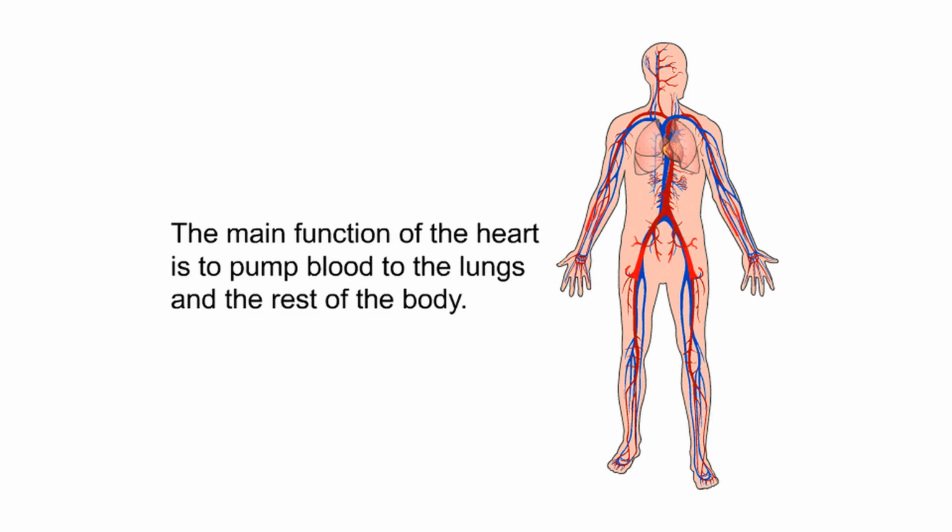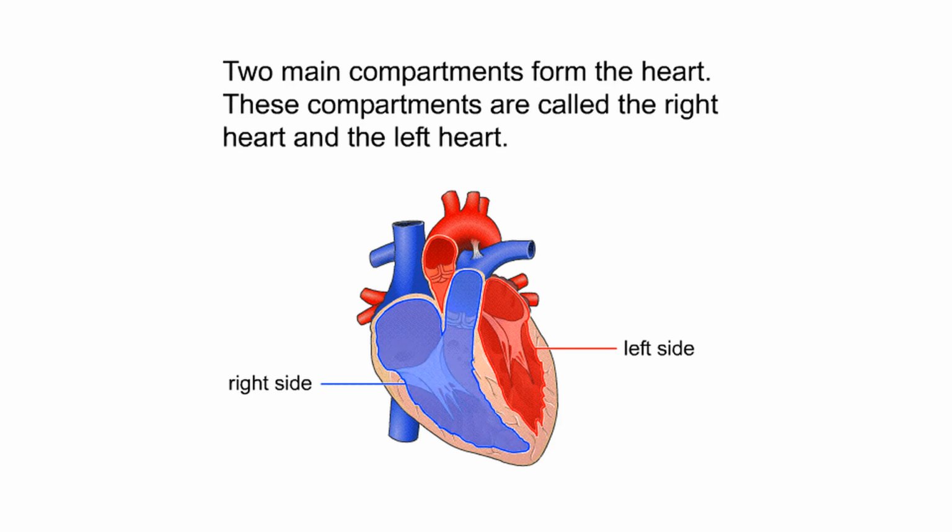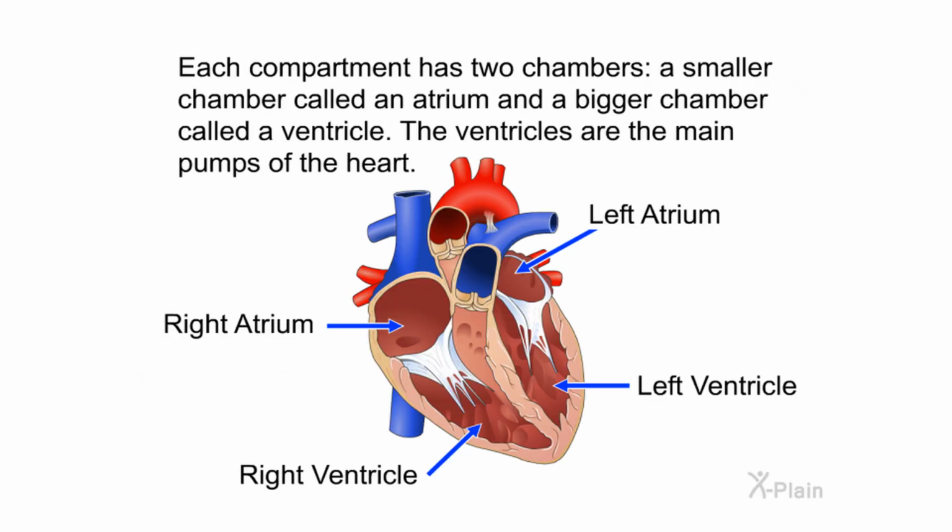The heart. The main function of the heart is to pump blood to the lungs and the rest of the body. 2 main compartments form the heart. These compartments are called the right heart and the left heart. Each compartment has 2 chambers, a smaller chamber called an atrium and a bigger chamber called a ventricle. The ventricles are the main pumps of the heart.